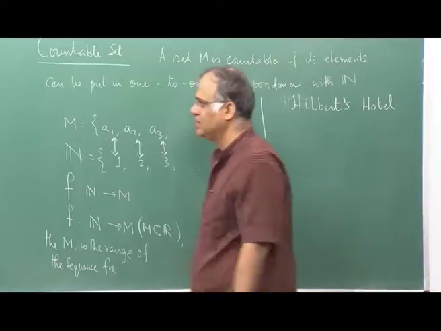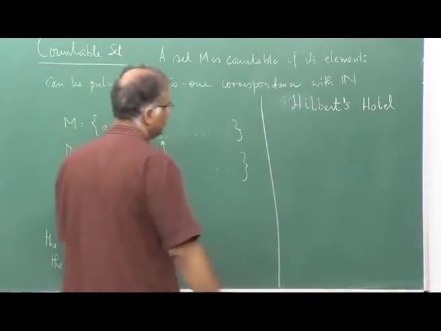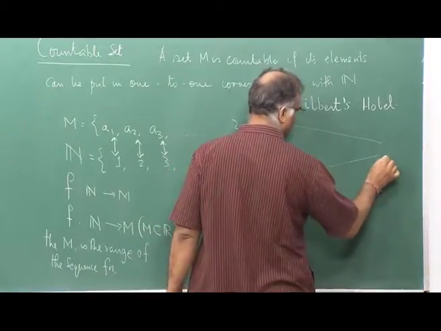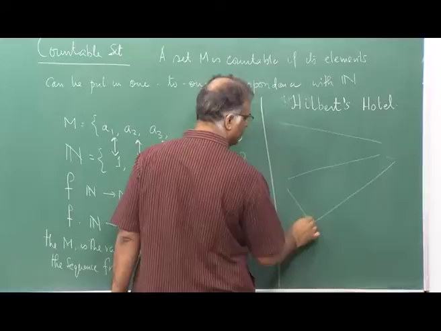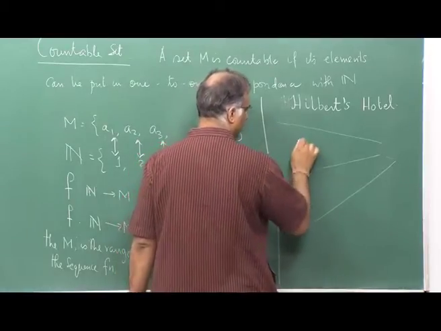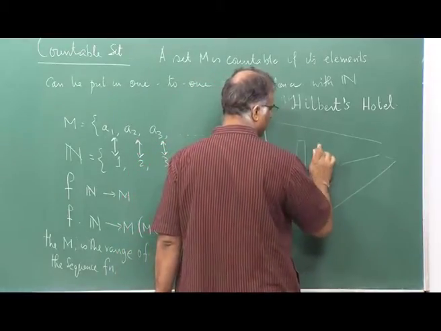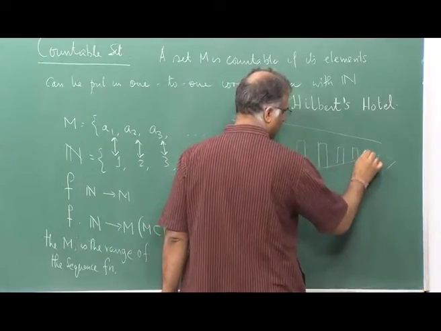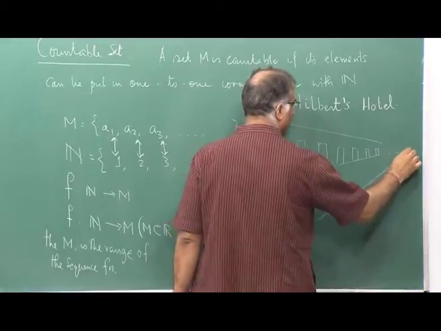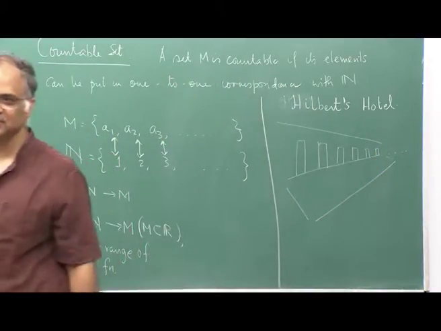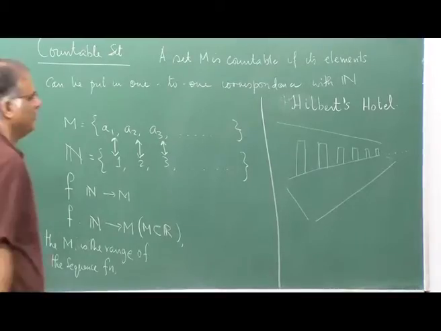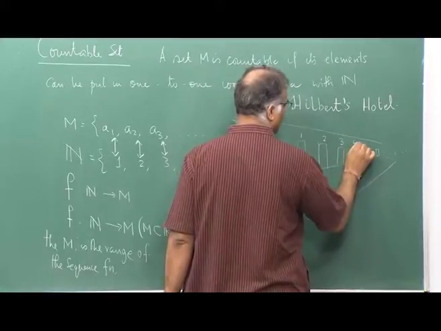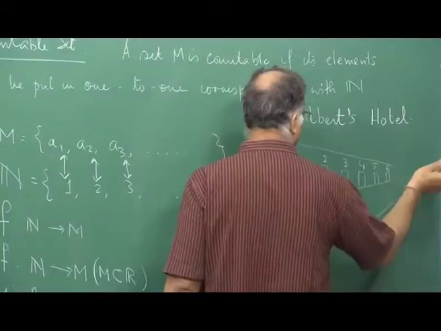So there is this strange hotel, say beside a nice hotel. This is the balcony sort of thing, and here are the rooms. It's a very strange hotel. It's an infinite hotel. And so this is room number 1, room number 2, room number 3, room 4, 5, 6, and so on.